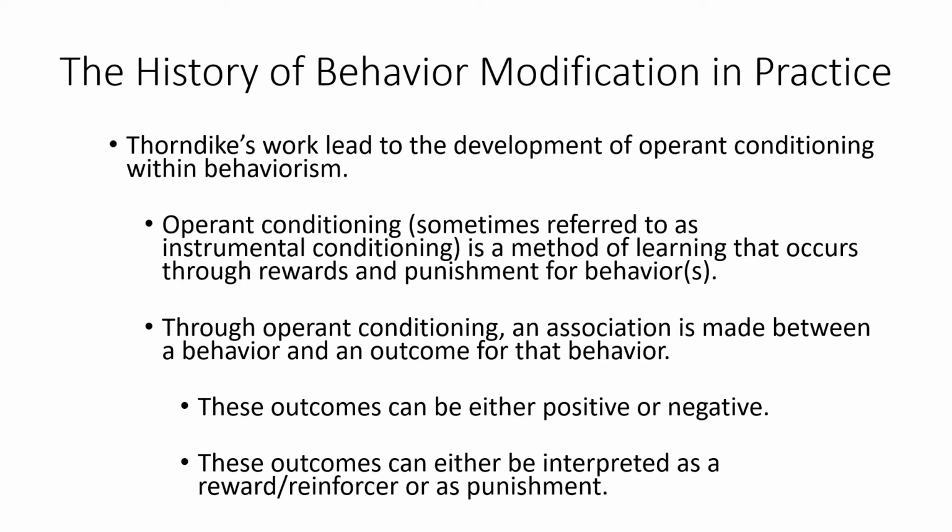What Thorndike was really trying to explain was the development of operant conditioning within behaviorism. To break that down a little further, operant conditioning, sometimes also referred to as instrumental conditioning, is a method of learning that occurs through the rewards and punishment behavior modification system. Through operant conditioning, an association is made between a behavior and the outcome for that behavior. These outcomes can be either positive or negative depending on the elicited response, and can be interpreted either as a reward or reinforcer, or as a punishment.